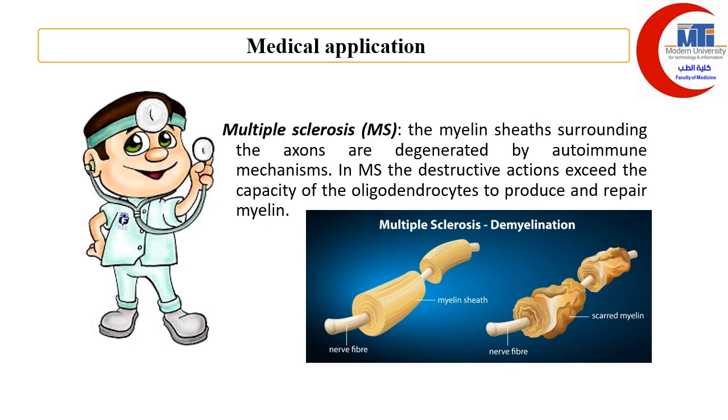Medical application: multiple sclerosis, or MS, is an autoimmune disease in which there is destruction of the myelin sheath which surrounds the axon. So in multiple sclerosis, the myelin sheaths surrounding the axons are degenerated by the autoimmune disease. In multiple sclerosis, this destruction exceeds the capacity of the oligodendrocyte. What is an oligodendrocyte? It is the cell which forms the myelin sheath surrounding the axons of the nerves in the central nervous system.